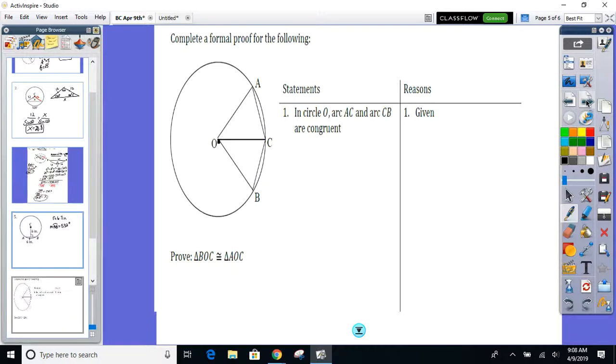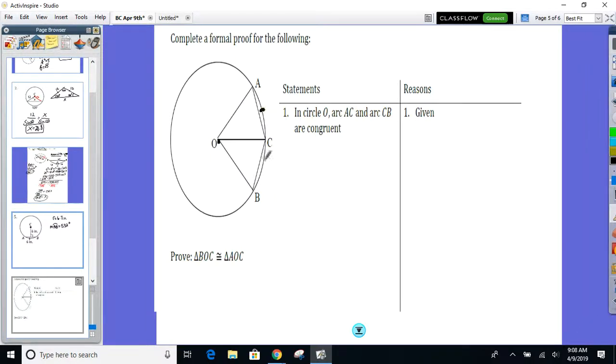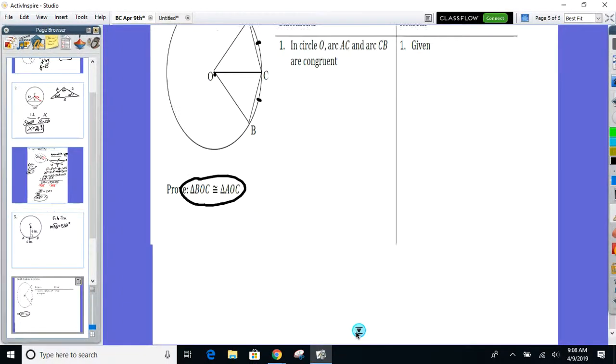I know you want to use circle fact, circle fact, circle fact, but you'll see right off the bat here, we can use some old stuff. First off, I got arc AC and arc CB congruent, so you can mark them with hash marks if you'd like. Those two arcs are congruent. We are asked to prove the triangles congruent, so real quickly, good old review, the 5 methods I have available to me here to finish this proof.